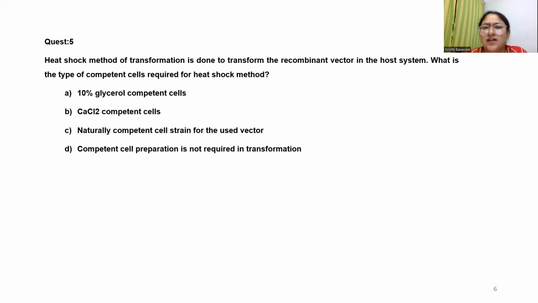So we still have 4 minutes, right? Okay, so we can discuss this question. The next question is: the heat shock method of transformation is done to transform the recombinant vector in the host system. What is the type of competent cells required for the heat shock method? What are your answers? If you have any questions, ask.